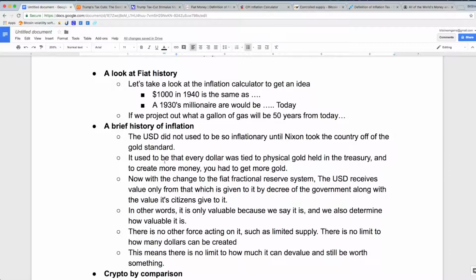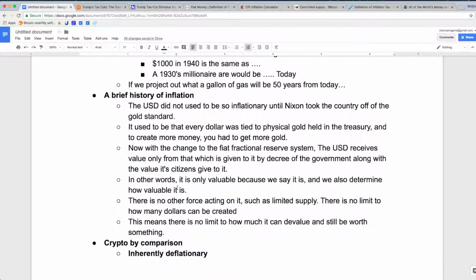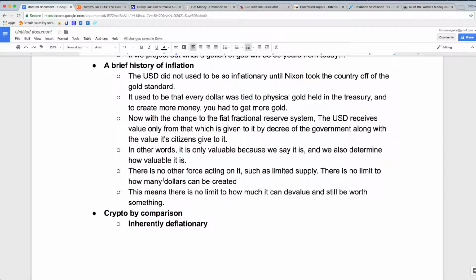Okay. We also added the fractional reserve lending system, which allowed banks to print money via use of loans. And we are now in the fiat currency system, where, in other words, it's only valuable because we say it is. And we also determine how valuable it is. So I could charge whatever I want, how much fiat currency I want for whatever I want. And there's nobody that can really say anything otherwise, with the exception of certain price gouging laws and things of that nature. There is no other force acting on it. There is no limited supply. You can have unlimited dollars, which means inflation can go on ad infinitum, forever.